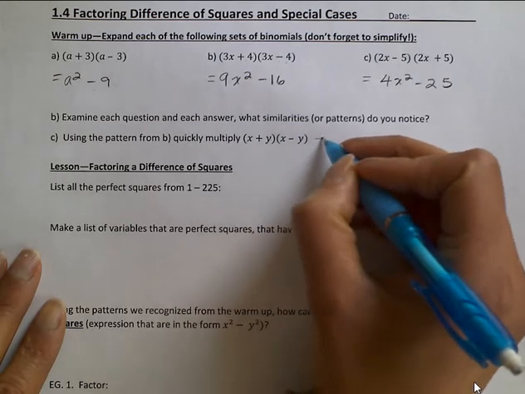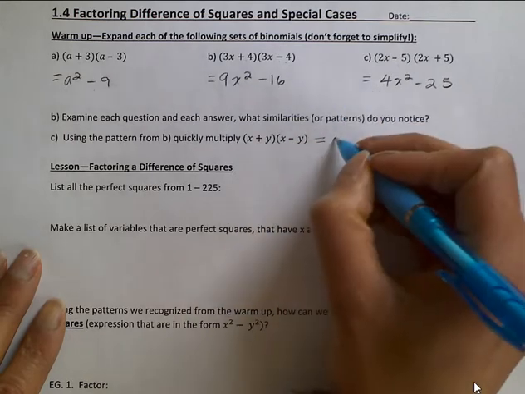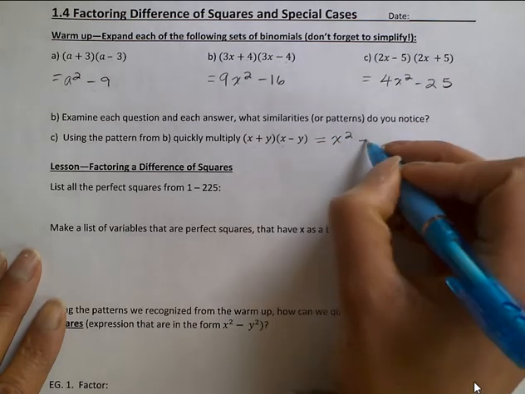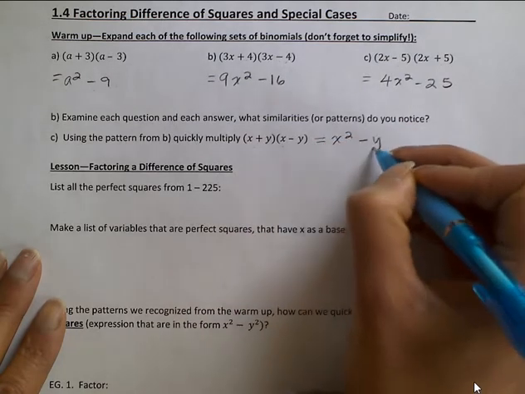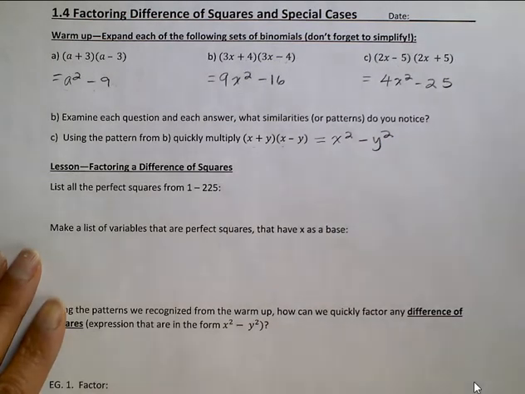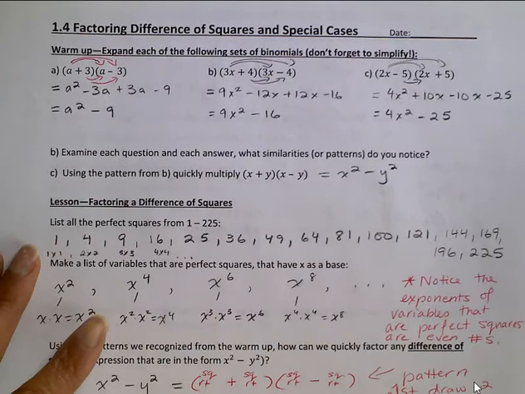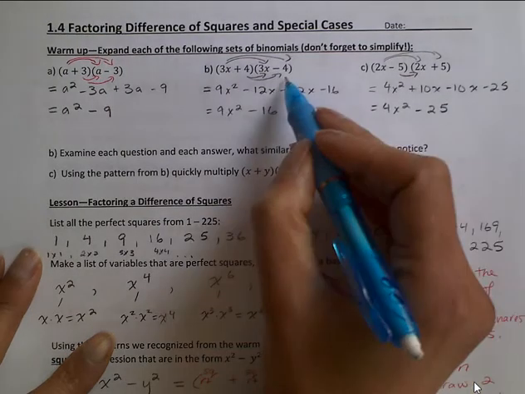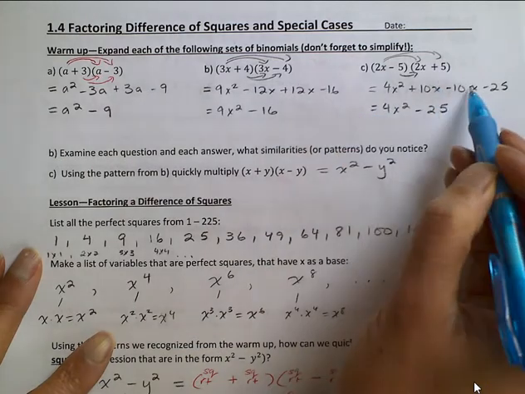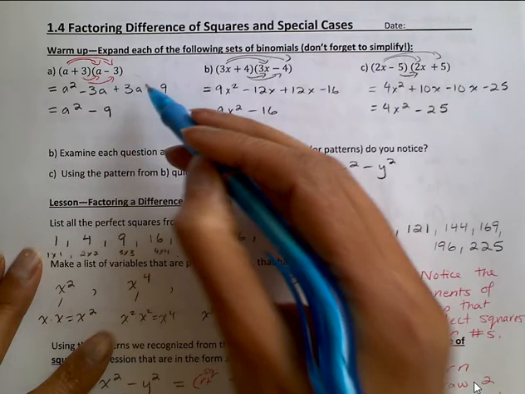I know from the patterns above that I will always have that first term squared, and then it's going to be minus the last term squared, because in our work the two middle terms always canceled out. So here, when we multiplied it out, doing the distributive property twice, those two middle terms always became a 0. They canceled out in each of those examples.